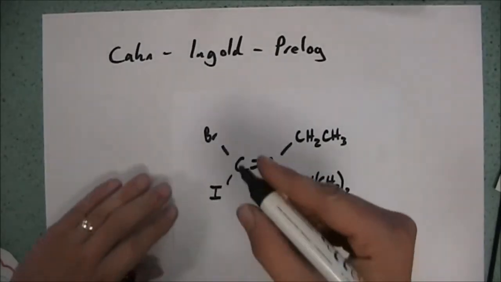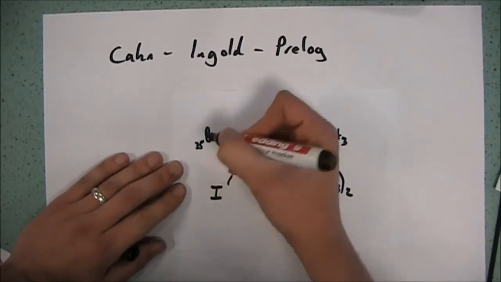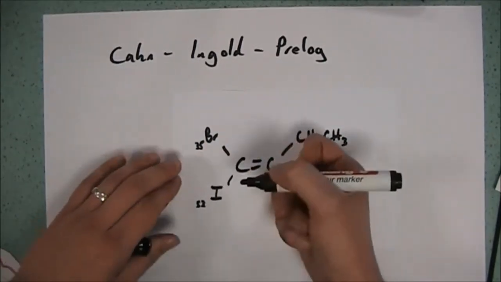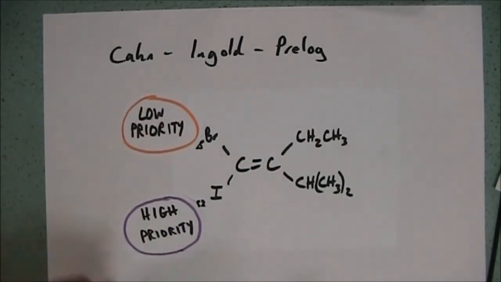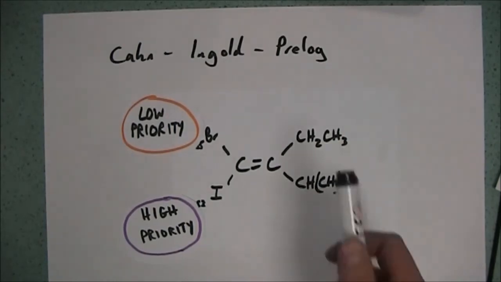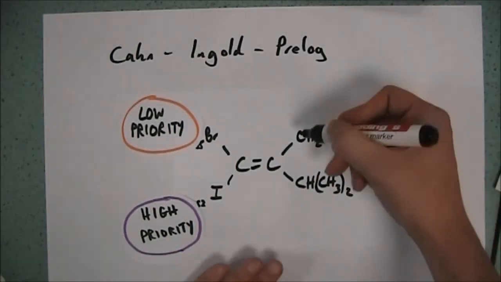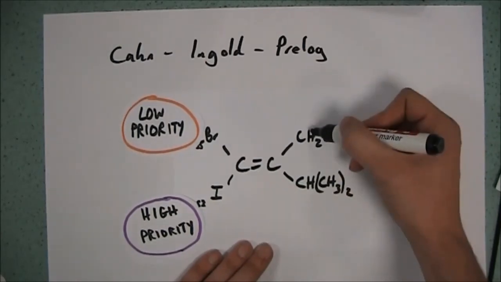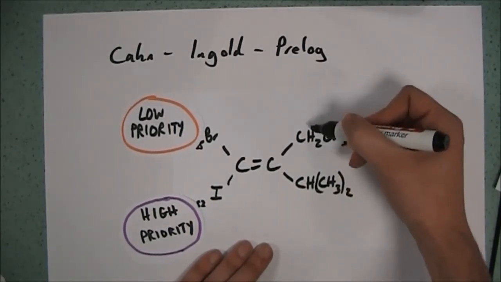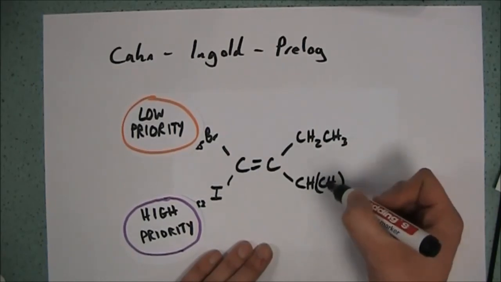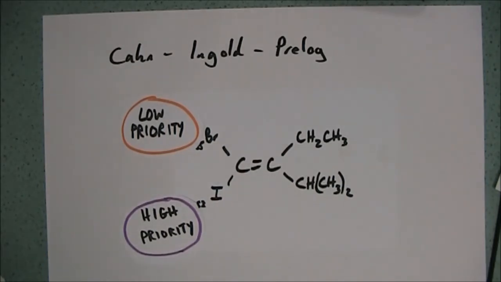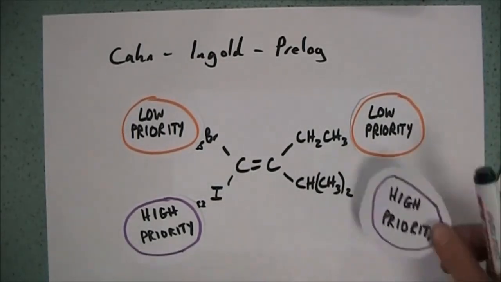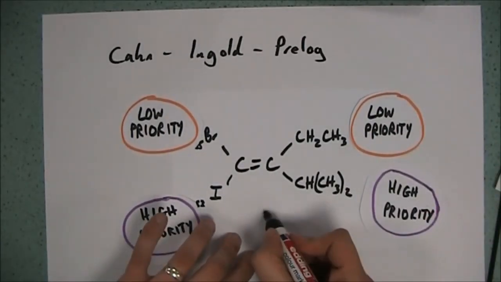So having a look at this one, 35 for bromine, 53 for iodine. We're going to go with the high priority one with the largest atomic number, low priority there. Here we're going to have to look for the first point of difference, and we start with the carbon. Then the next atoms are 2 hydrogens here, and here we have 1 hydrogen, 1 carbon. So the carbon has an atomic number of 6, the hydrogen here has an atomic number of 1. Therefore, this is the low priority, this is the high priority, and we call this one Z.